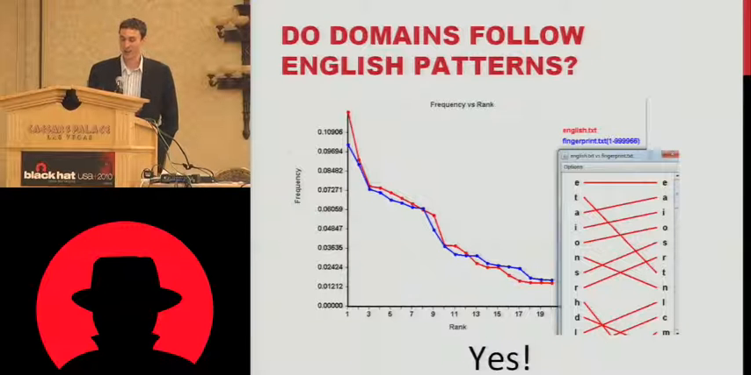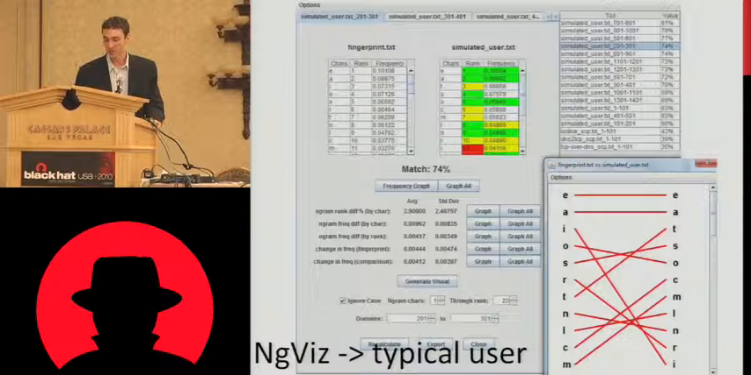This is a graph for unigrams, for one character, showing the frequency of how often the character showed up compared to its rank. By rank, I mean the top most showing up character, the second most, and so on. And then over on the right, you can see a little graph that shows, with English on the left and domains on the right, how well the character ranks matched up. And you can see it's actually amazingly accurate. So I started thinking this may be possible. So what I created was this tool called NGViz.